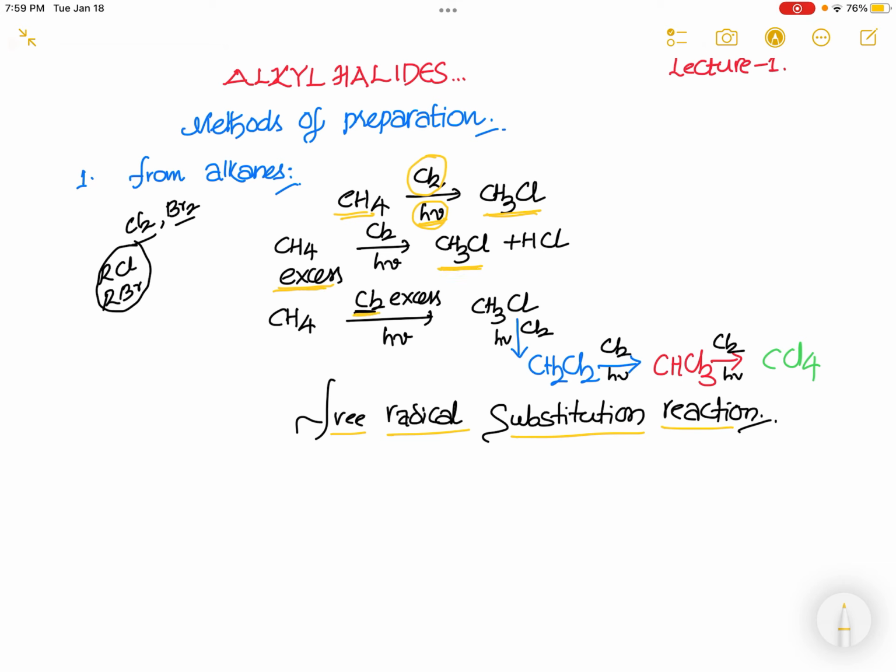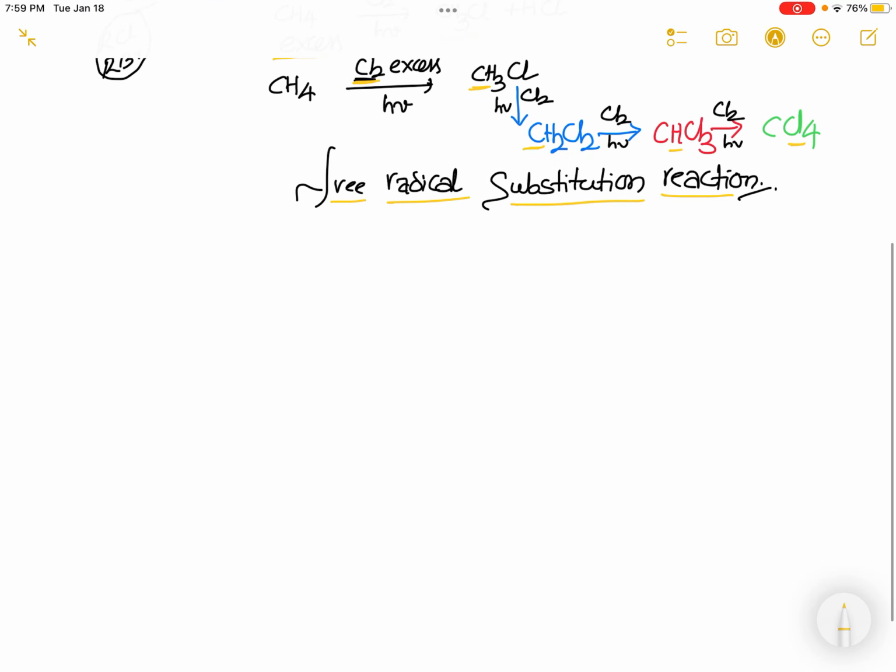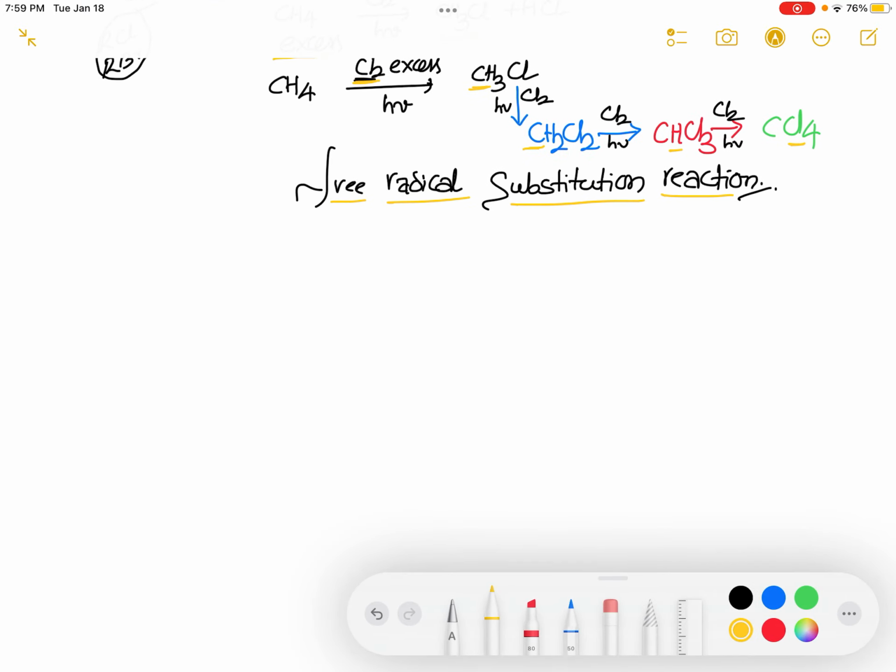If chlorine is in excess, the reaction will continue till all the hydrogens are replaced and perchloromethane is formed. Perchloromethane is nothing but carbon tetrachloride. When all hydrogens are replaced, that is called perhalo. This reaction is a free radical substitution reaction. We will discuss the mechanism once.